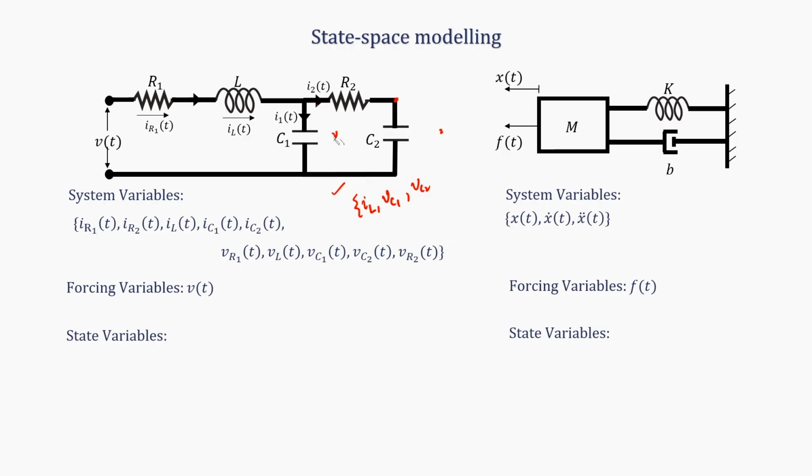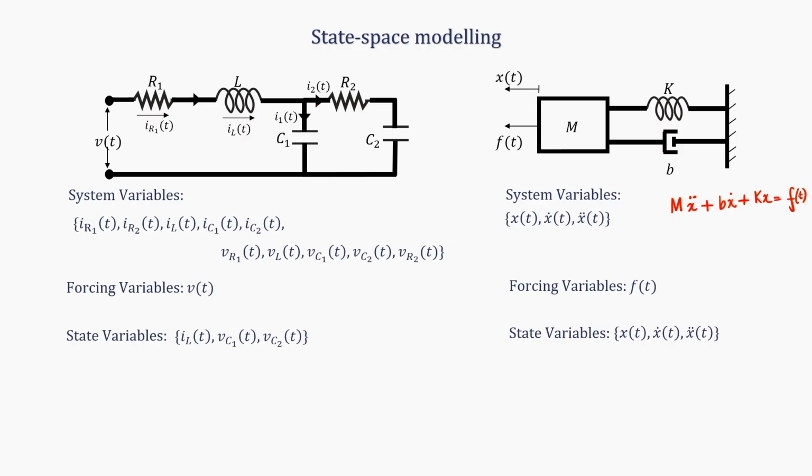Okay. Now, in case of the mass spring damper system, you see what will be the state variables. Again, in this case, if you try to write down the differential equation, it will be m x double dot plus b x dot plus k x equal to f. This is the differential equation. I am not writing the time variable here, but you understand that. So, you see this is a second order differential equation. So, there will be 2 states.